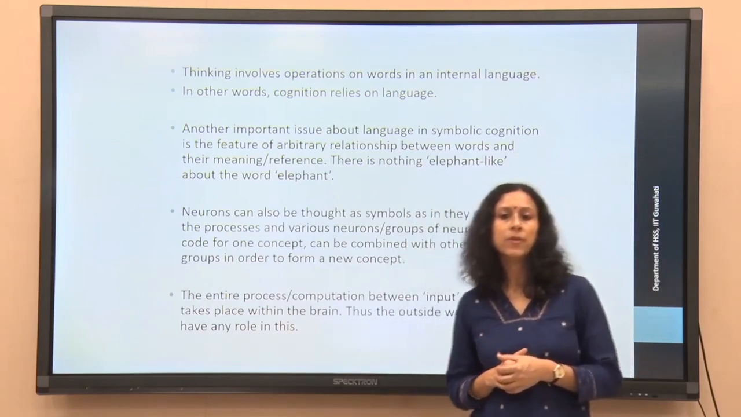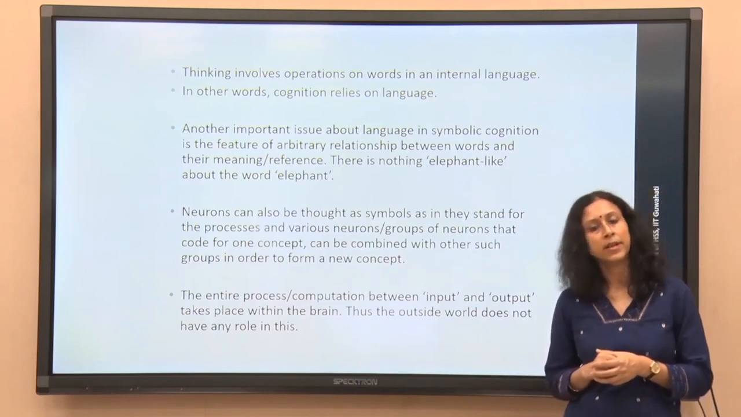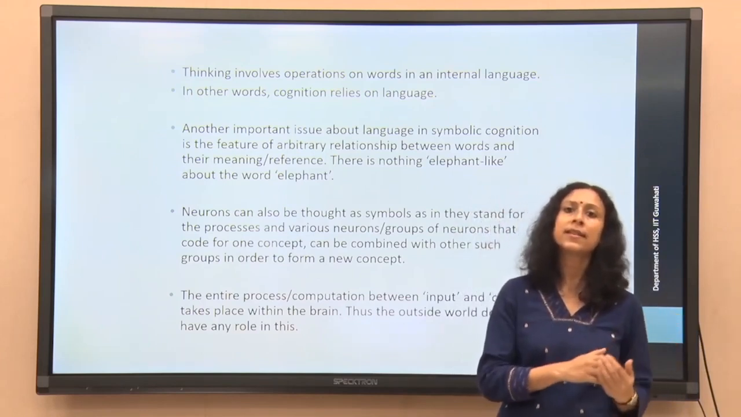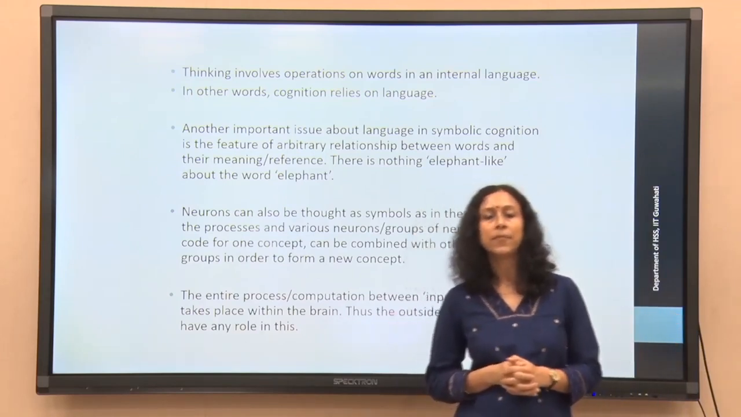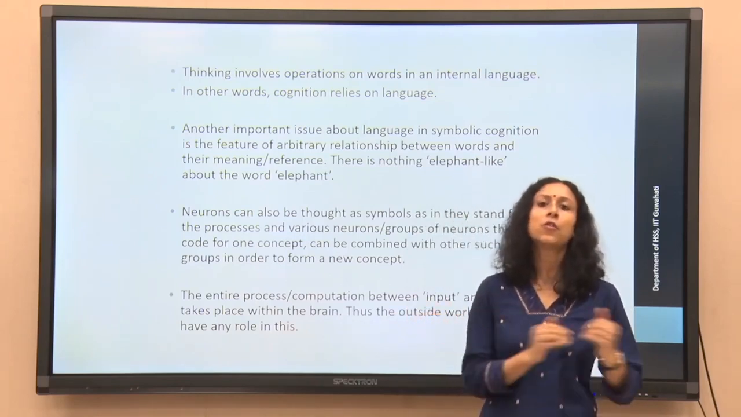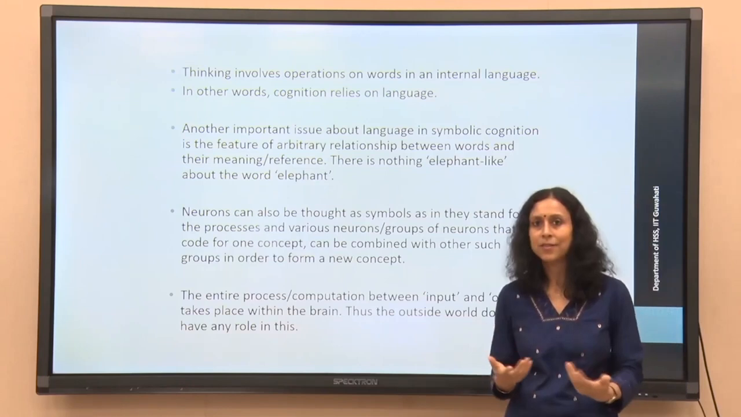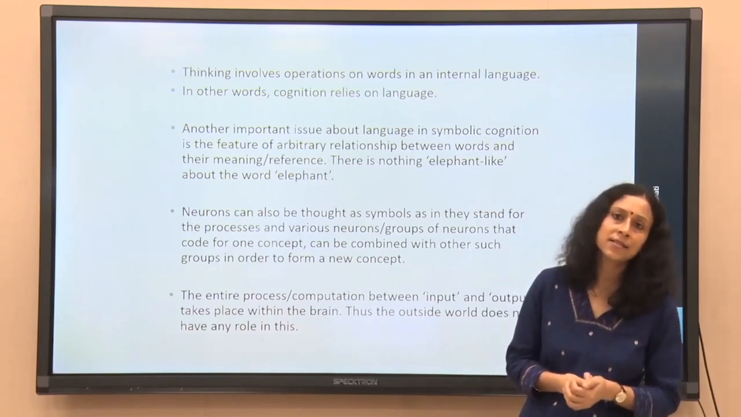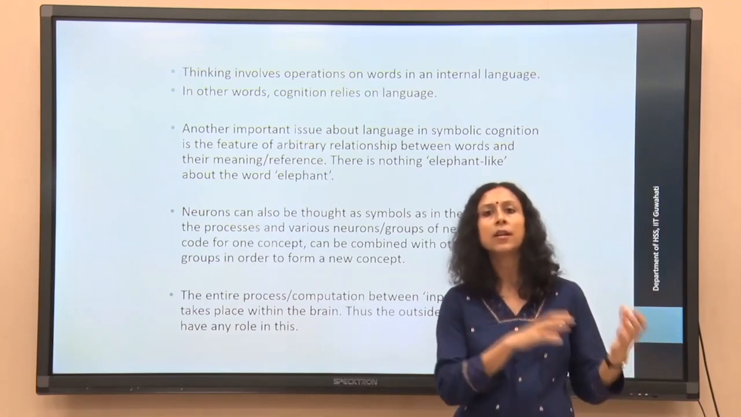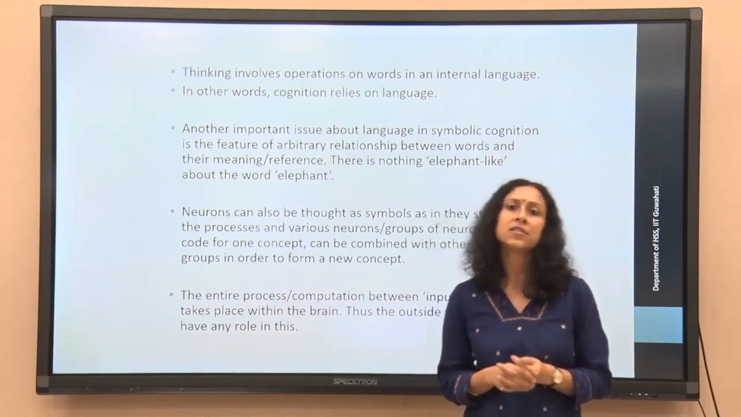Another important issue about language in symbolic cognition is the feature of the arbitrary relationship between words and their meanings. Words stand for something that we have already seen. The word elephant stands for a particular animal in the real world. However, there is no reason why that particular animal should be called an elephant. The word itself has nothing elephant-like: it does not have four legs, tusks, or a trunk. That match between the word, the symbol, and the entity that it symbolizes is arbitrary.